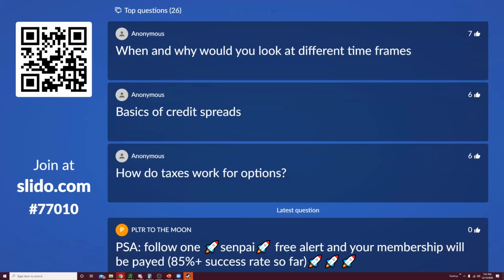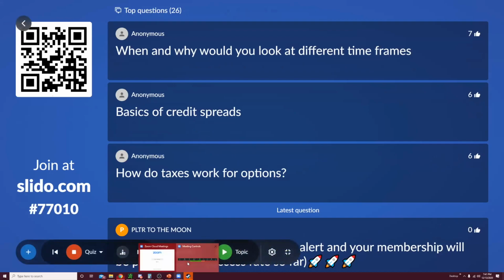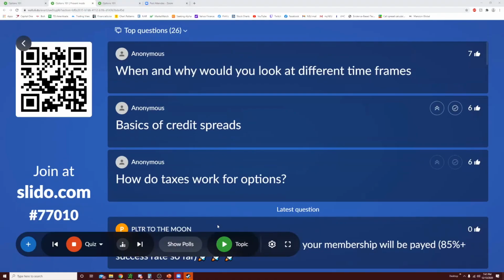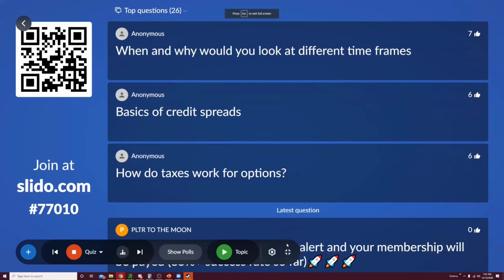So I always start big. You want to start on the biggest picture that's appropriate for whatever position you're looking into. And then you want to zoom in from there so you can get a better picture. But yeah, you want to use these different time frames with each other to work together. Okay, nice.